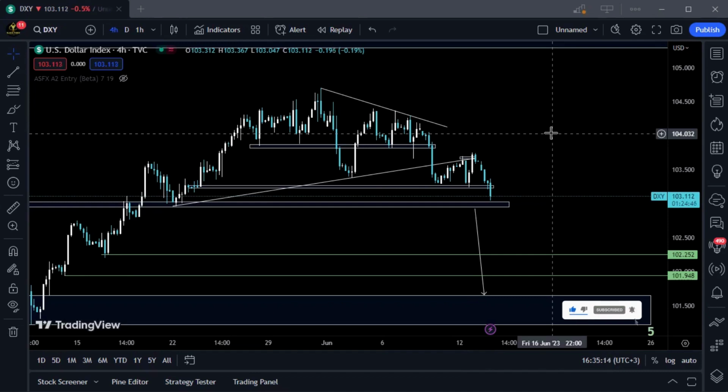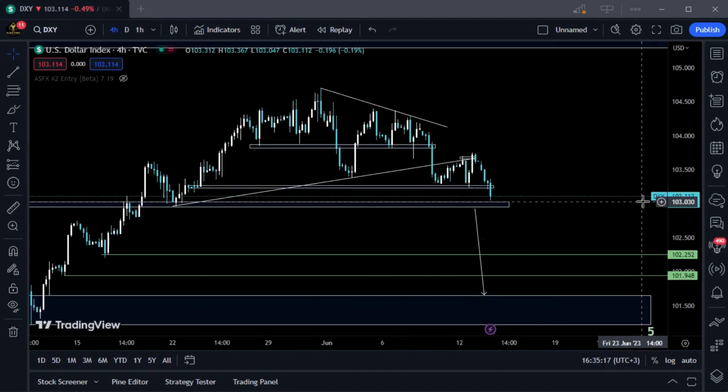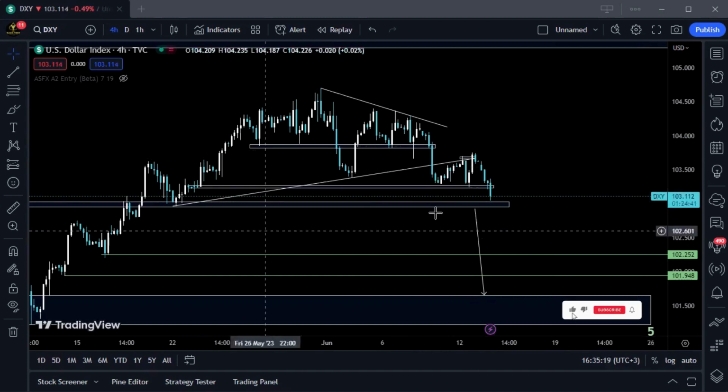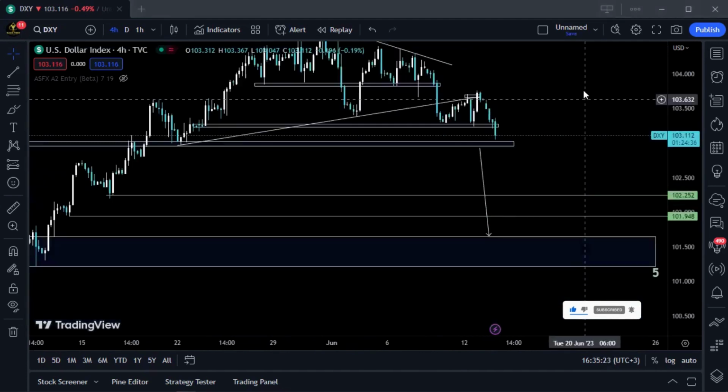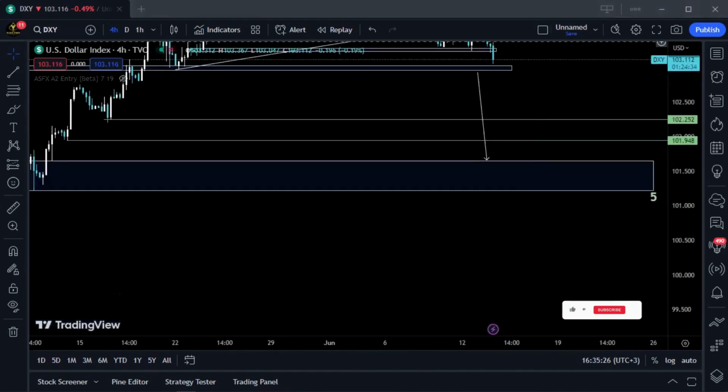Now let's dive right into that. We're going to start off with the theoretical basis, and then after that we're going to dive into the charts. We're going to be using DXY, that's also known as the US dollar currency index, that's right now pushing lower.